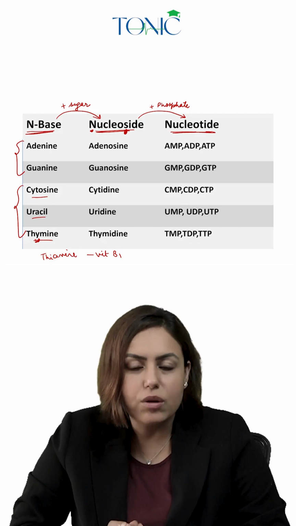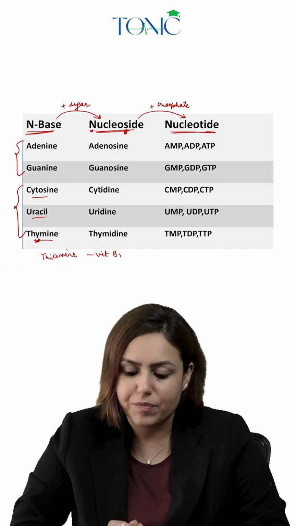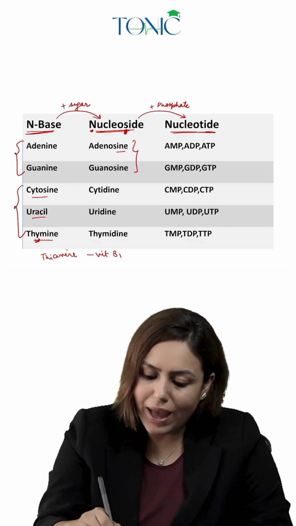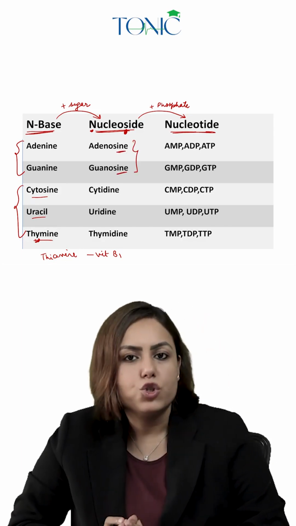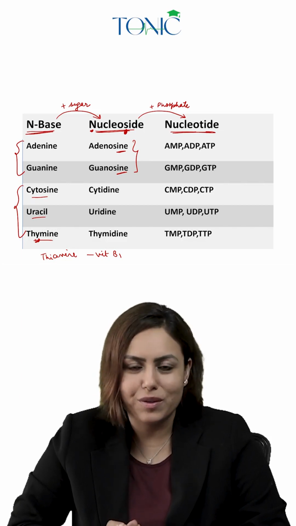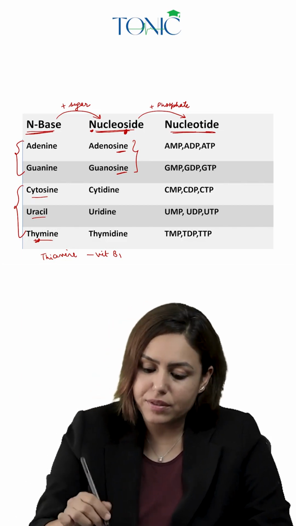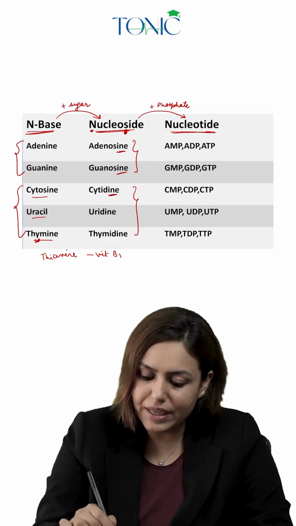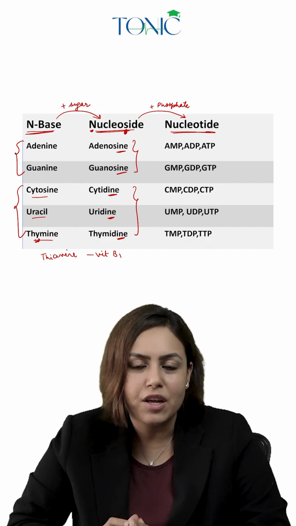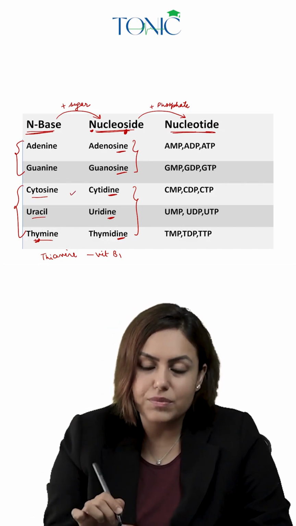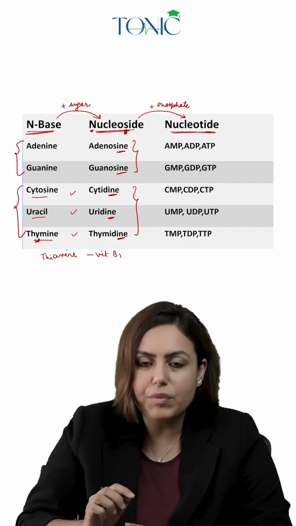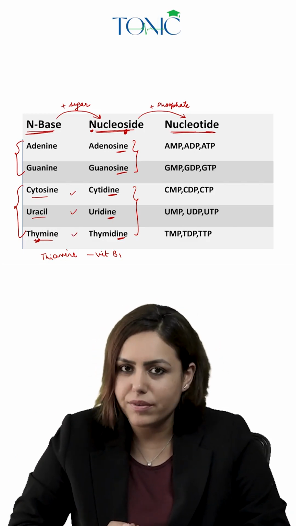Then the second column, that is the name of nucleoside. So what is the name of nucleoside for purines? For purines, you add sine in the end. So adenine becomes adenosine, guanine becomes guanosine, right? And for pyrimidines, you add dene in the end. So cytosine becomes cytidine, uracil becomes uridine, thymine becomes thymidine, right?